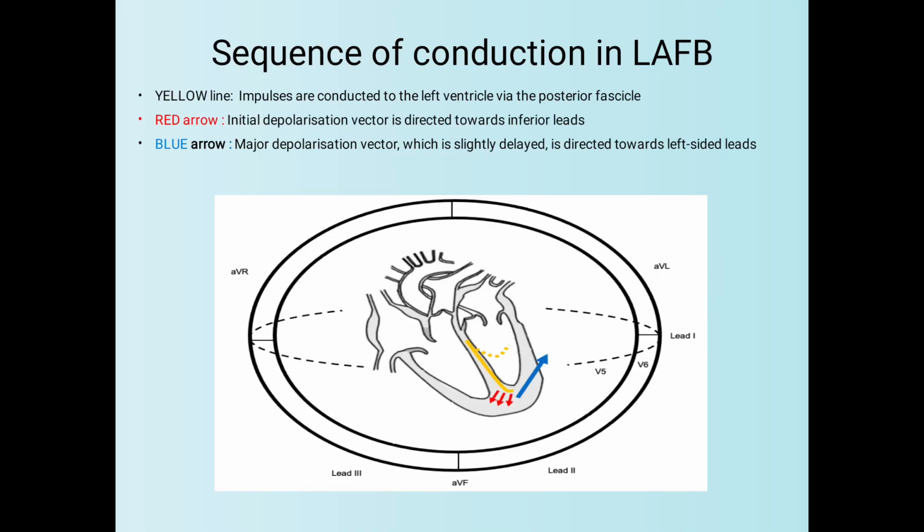The sequence of conduction in left anterior fascicular block: here we can see in the yellow line, it shows the impulses are conducted to the left ventricle by the posterior fascicle. The red arrow shows the initial depolarization vector directed towards the inferior leads, and the blue arrow shows the major depolarization vector, which is slightly delayed and is directed towards the left-sided leads.